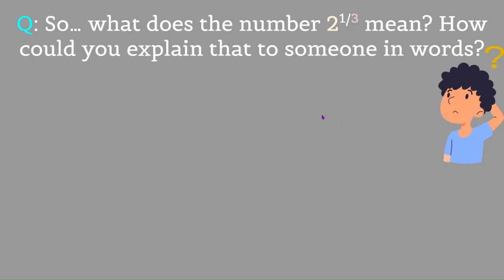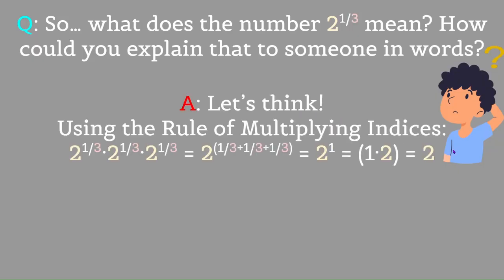So, let's think about this. Go with me for a second. If we use the rule for multiplying indices, which is adding up all of the indices, and we, for instance, do 2 to the power of 1 over 3 multiplied by itself 3 times, 2 to the 1 over 3 times 2 to the 1 over 3 times 2 to the 1 over 3, we would get this, right?